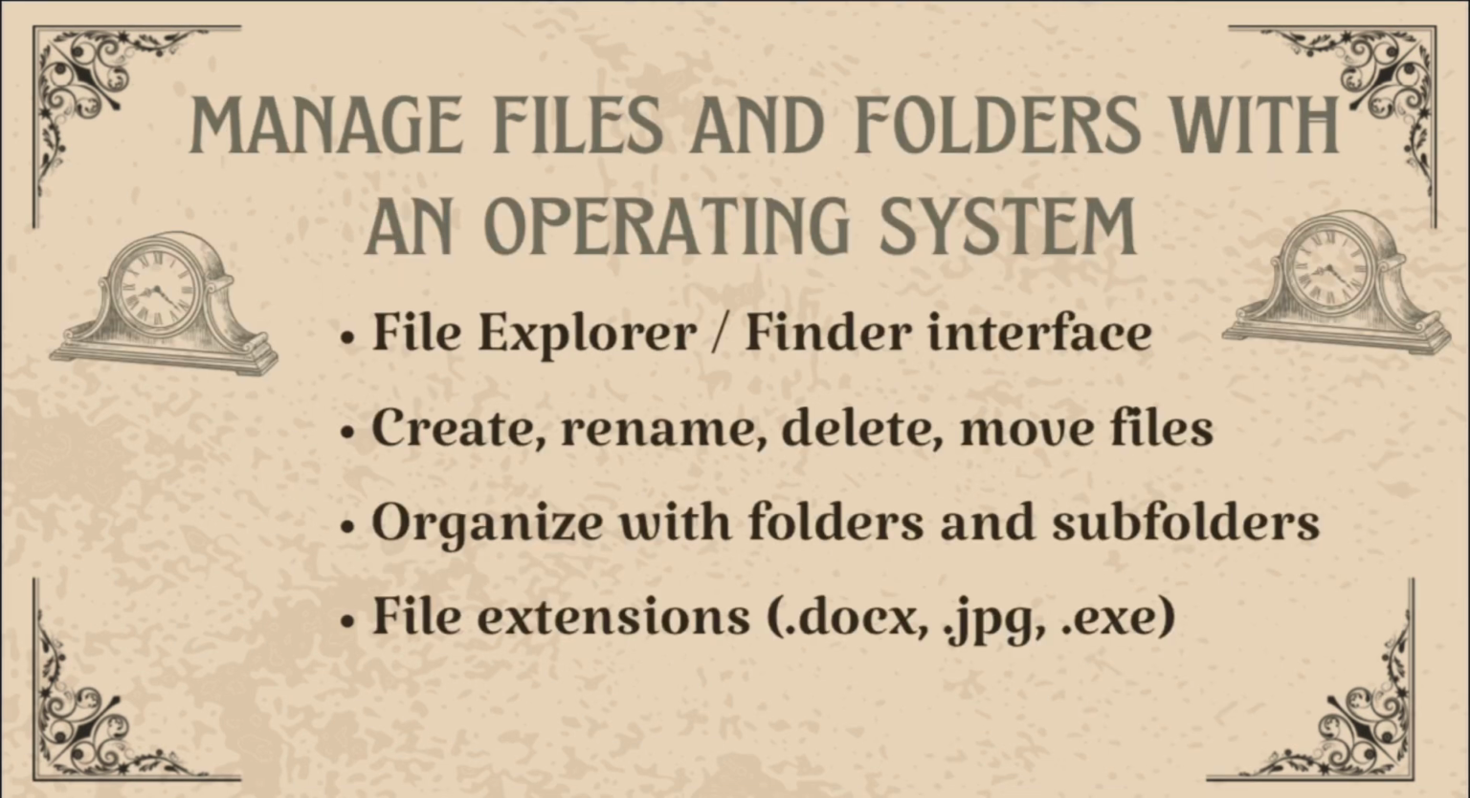Manage files and folders with an operating system. The operating system helps us manage files and folders. In Windows, we use File Explorer. In Macintosh, we use Finder. We can create, rename, delete, and move files. Folders and subfolders keep files organized. File extensions like DOC or JPG tell the operating system which program to use. For example, when I open a JPG picture, the operating system knows it should open with a photo viewer.